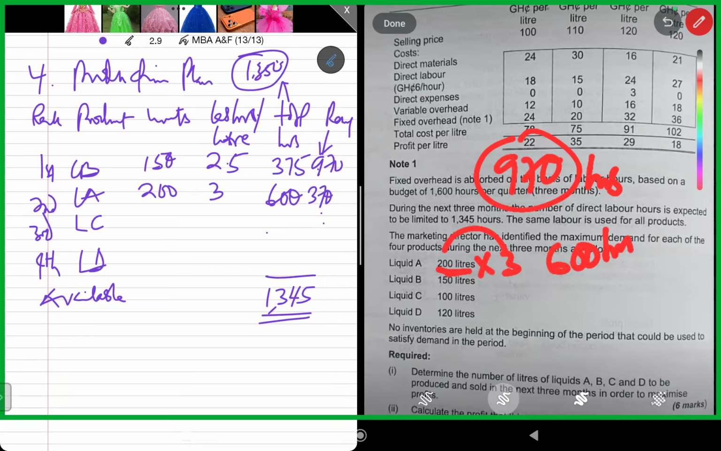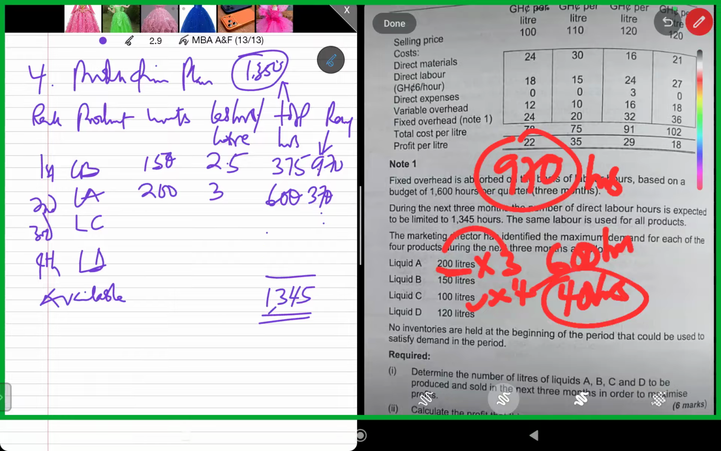But then look at what is the next ranking? What is the next? 100 liters for C. So let's try the C, also a rough work. How many hours needed for the C? 4 hours. So 4 times 100 is what? 400. 400 hours are needed to produce all of the C. But how many hours do we have left?